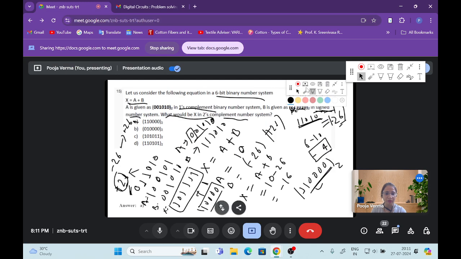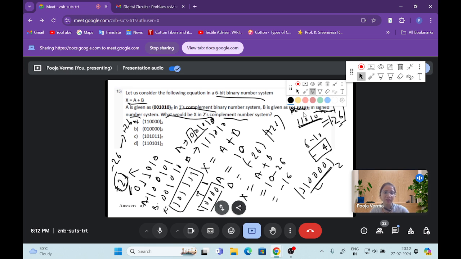Ma'am, please repeat the last statement you said. If it is not given anywhere whether it is ones complement, twos complement or signed, then you don't need to check. If it is specified, then you have to check whether it is a positive number or negative number.